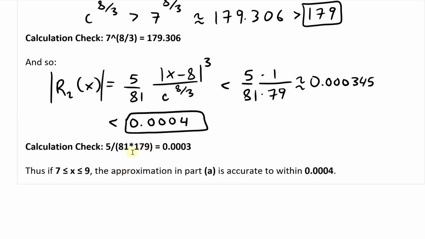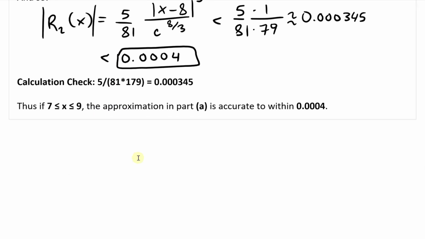And here, quick calculation check from my OneNote built-in calculator: 5 divided by 81 times 179. This doesn't get that accurate; it gets just to the 3 there. But if you plug it into another calculator, it'll go up and round up to 345, like that. But anyways, this is a double check. So this is going to be less than 0.0004, and this is what the calculus book, the additional topics PDF, is saying, just goes up to 4.